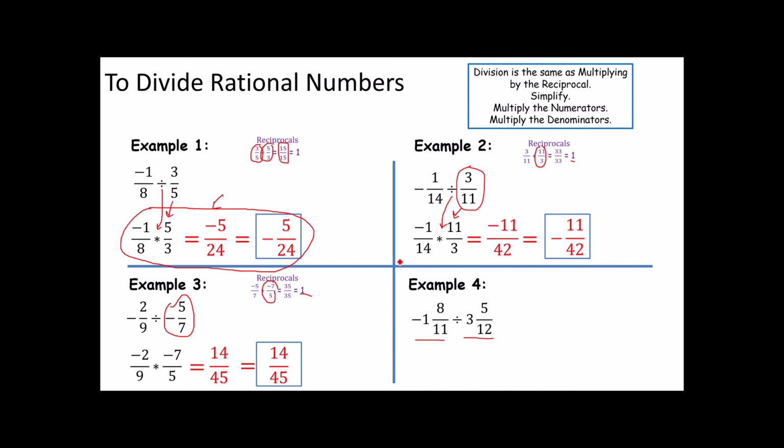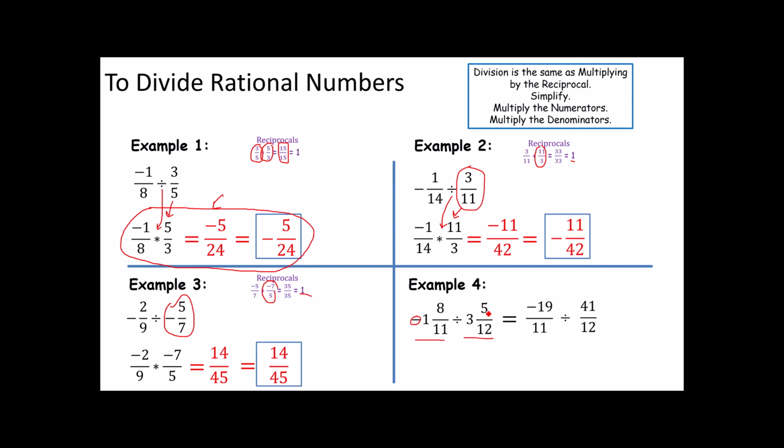So in order to make these improper, I would do 11 times 1 plus the 8. Then I would stick the negative sign on at the end. Here I would do 3 times 12 plus the 5. And you're going to get 11 times 1 is 11 plus 8 is 19. Stick on your negative sign over the 11. Divided by 3 times 12 is 36. 36 plus 5 is 41. This is going to be 41 over 12.